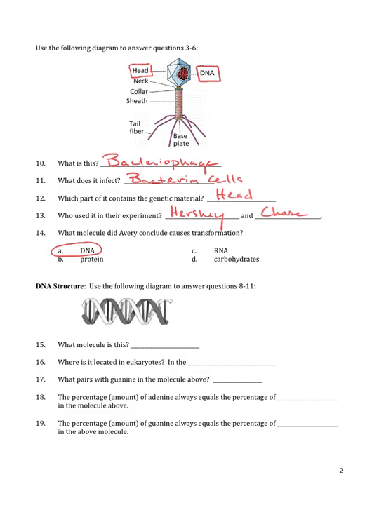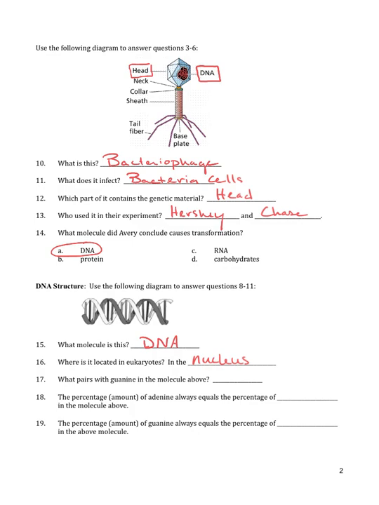Next, we're going to look at DNA structure. So here we're going to use this diagram, and it's a specific molecule. So number 15 says, what molecule is this? And this is, in fact, a DNA molecule, right? It has that very characteristic twisted ladder structure. And number 16 says, where is it located in eukaryotes? So this is in the nucleus, right?